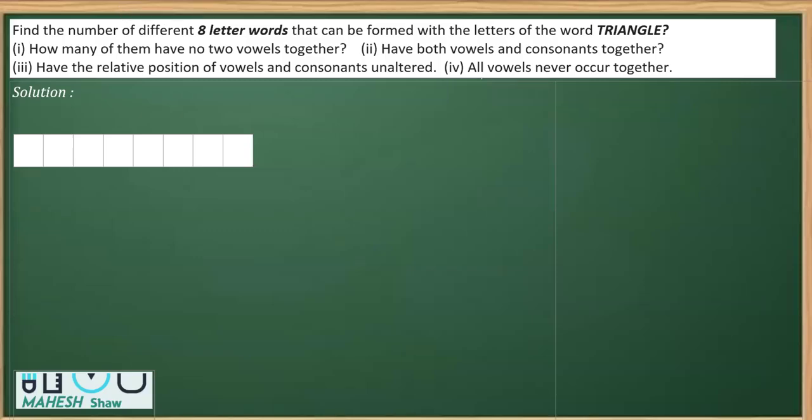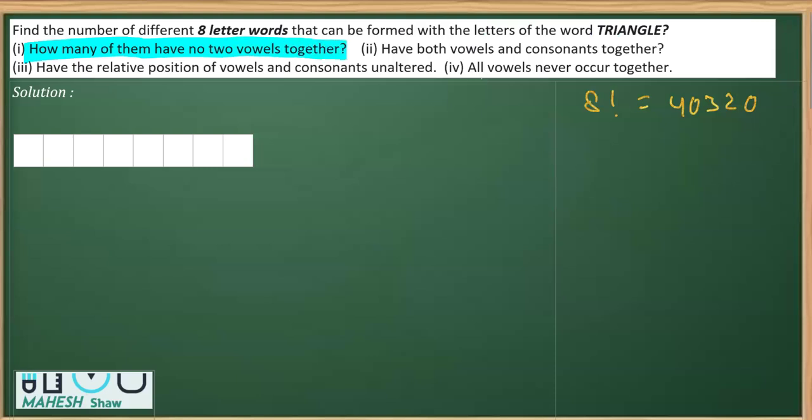In this question from the chapter permutation, it says find the number of 8-letter words that can be formed from the letters of the word triangle. So I can see triangle is an 8-letter word, so these 8 letters can be arranged in 8 factorial ways, and 8 factorial comes out to be 40320.